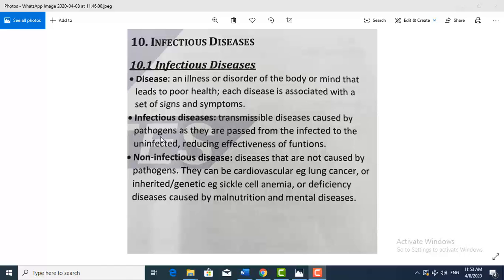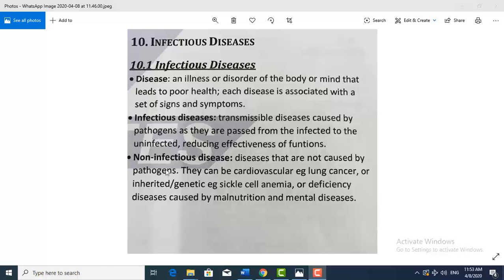It's caused mainly by a pathogen. That means a microorganism that causes the disease, as they are passed from the infected person to the uninfected, reducing the effectiveness of functions. Okay, the non-infectious diseases are diseases that are not caused by a pathogen.